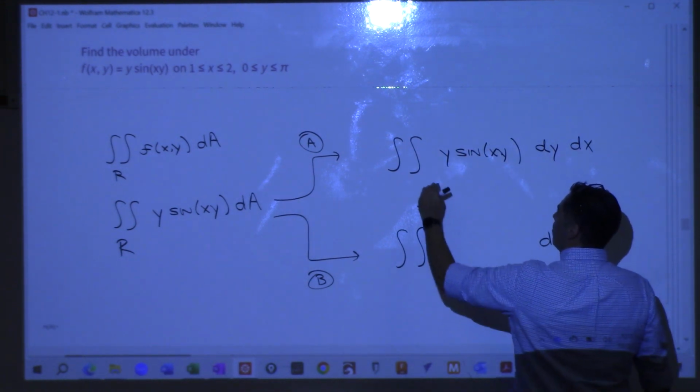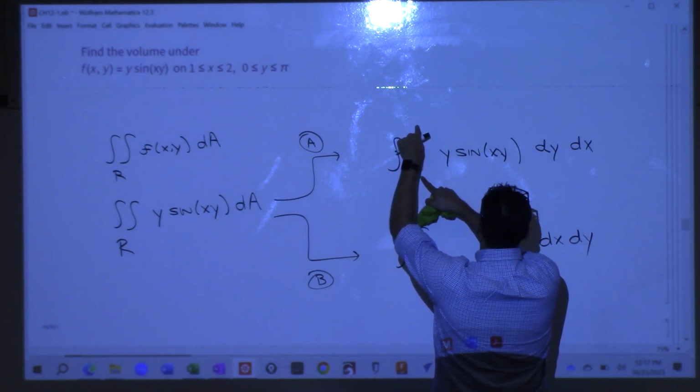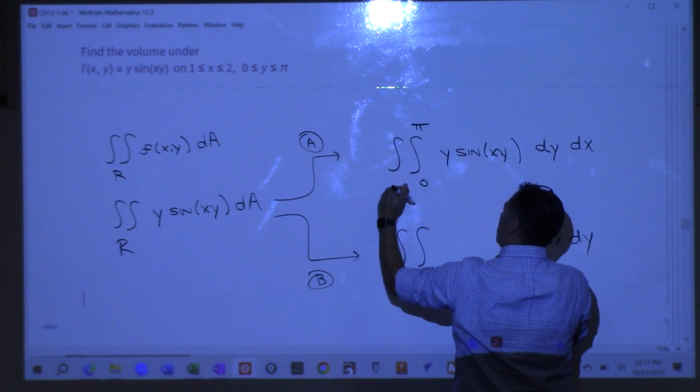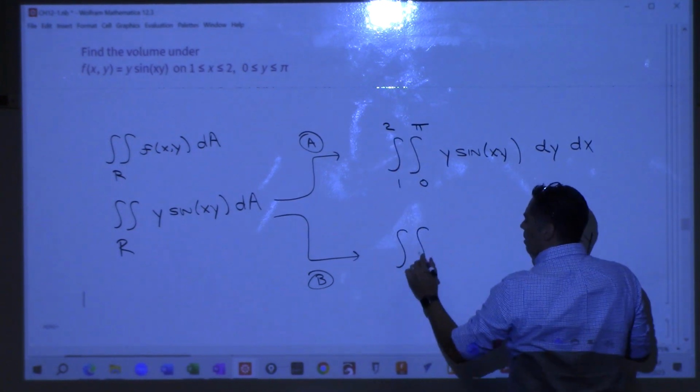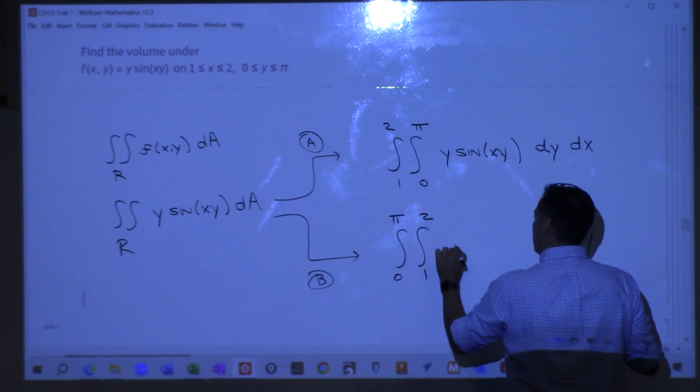And what would my limits of integration be here? The inner integral would be what? 0 to pi, and the outer integral would be 1 to 2. Here it would be the other way: 0 to pi on the outside, 1 to 2 on the inside, but this doesn't change.